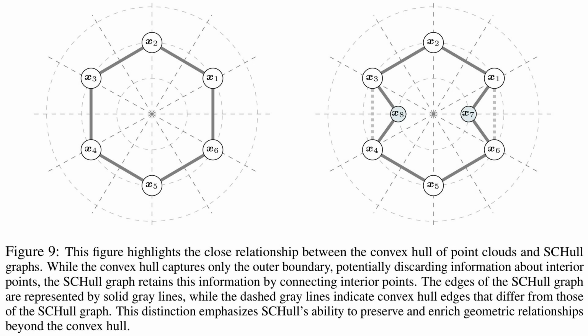Okay, so to better understand how spherical convex hull captures all this crucial information, this figure illustrates a really neat distinction. On the left, you have a basic convex hull of a point cloud. It just outlines the outermost points. But on the right, the spherical convex hull graph with its solid lines goes further. It also connects interior points, like X7 and X8, to the structure. This ability to include internal geometry, not just the outer shell, is key to how it enriches the model's understanding and leads to those improved predictions we've discussed.